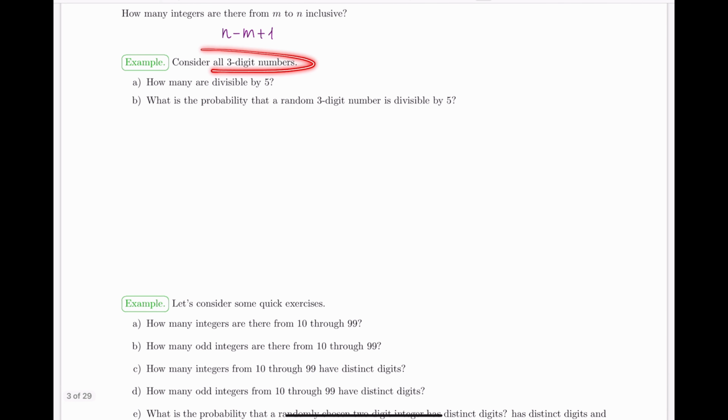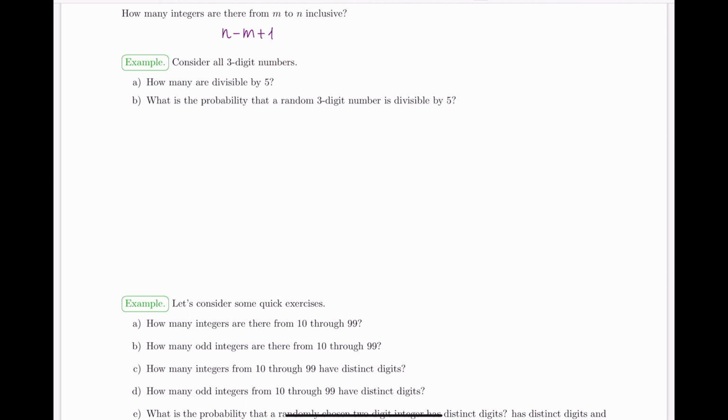We're going to think of all 3-digit numbers. So we will start with 100, 101, if we're going to list them in order, all the way up to 999. These are all the 3-digit numbers, because 1000 is going to be a 4-digit number. We cannot account for that. The first question asks, how many of these numbers are divisible by 5?